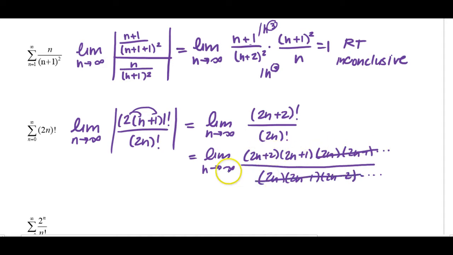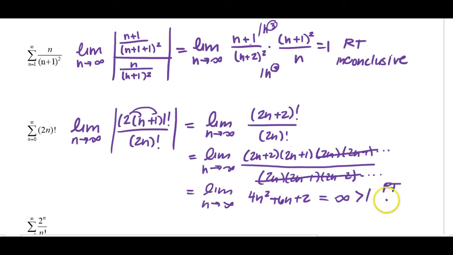So in other words, all that's left on the top is going to be, let's actually FOIL it out here, I'll get 4n squared plus 6n plus 2. So as n approaches infinity, this quadratic is going to go to infinity, which is definitely greater than 1. So by the ratio test, this series diverges.